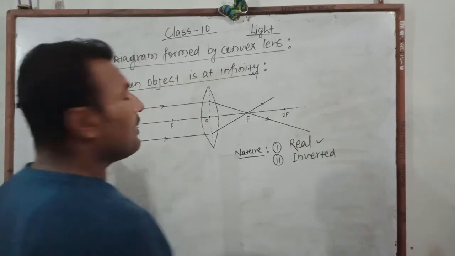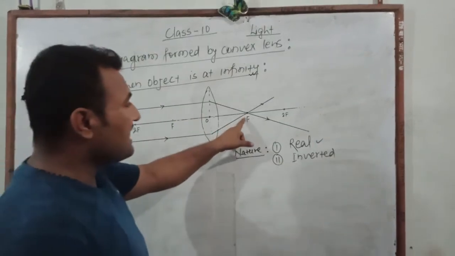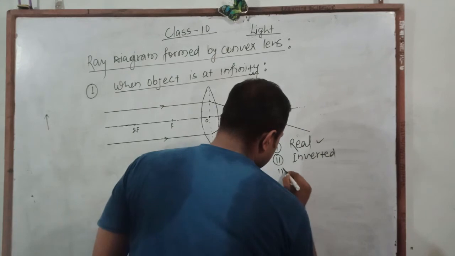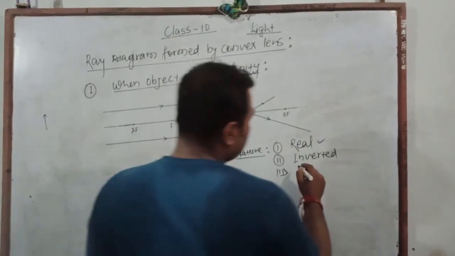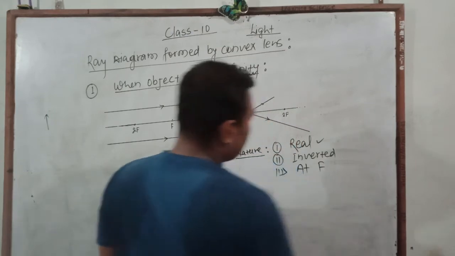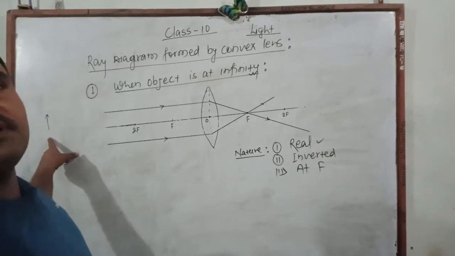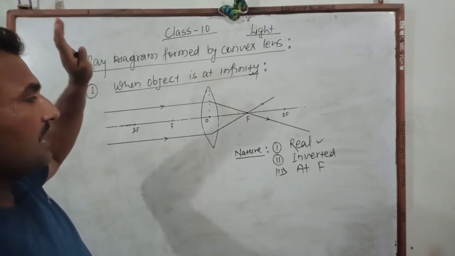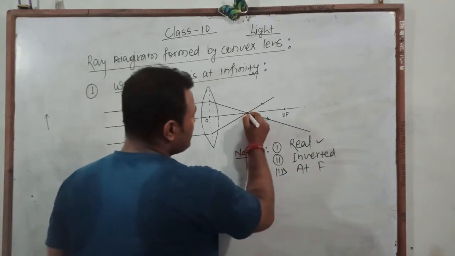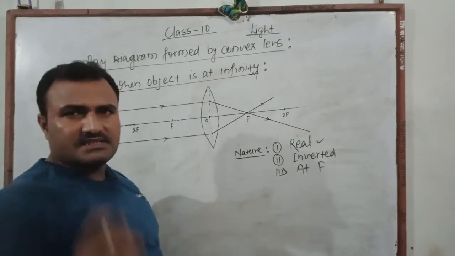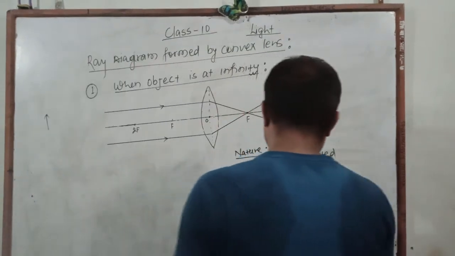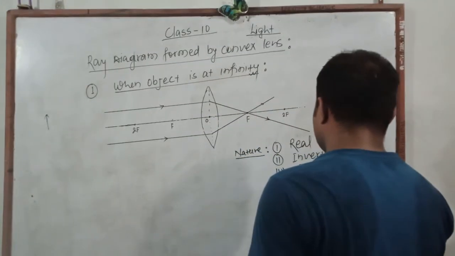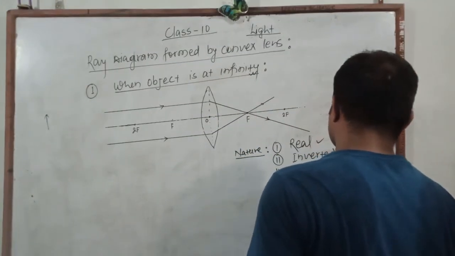We don't know where the object is here, but we know that the image is formed at F. The third nature of the image is where the image is formed: at F. Here the object is at infinity. It may be large, because only then is it visible, but the image of the object is too small, coinciding on F. The other nature relates to the size of the image: the image will be highly diminished.